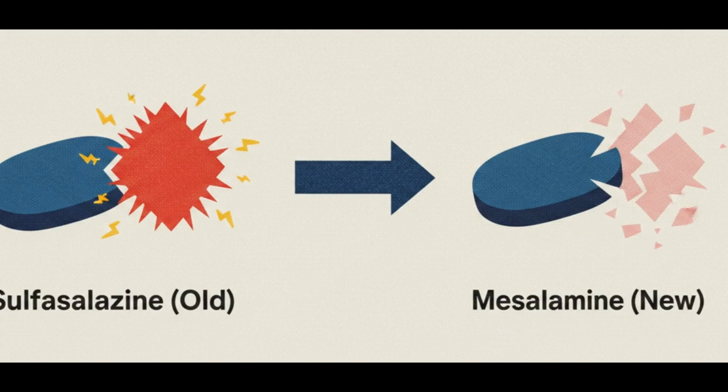Most formulations of mesalamine are well tolerated, maybe just causing a mild headache or some dyspepsia. However, you should know that older prodrugs like sulfasalazine contain a sulfa moiety. And that specific component can cause allergic rashes, it can reversibly decrease sperm count and motility, and in rare cases, cause interstitial nephritis. Luckily, the newer formulations eliminate that sulfa component altogether to safely bypass those issues.